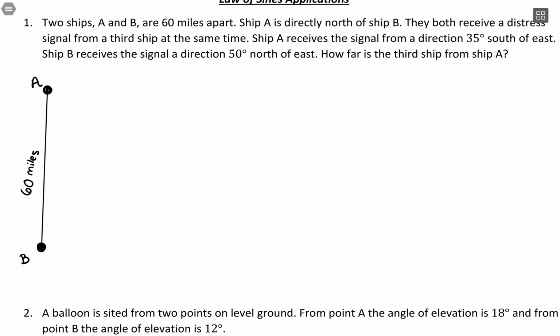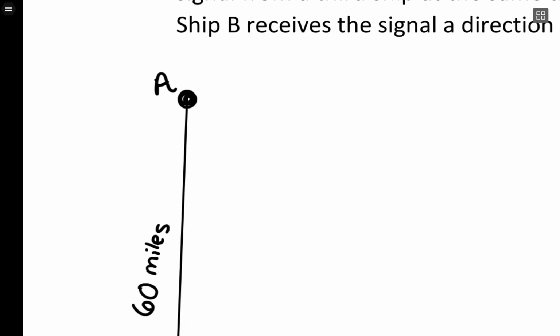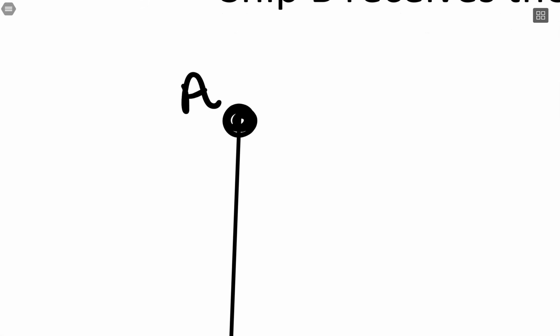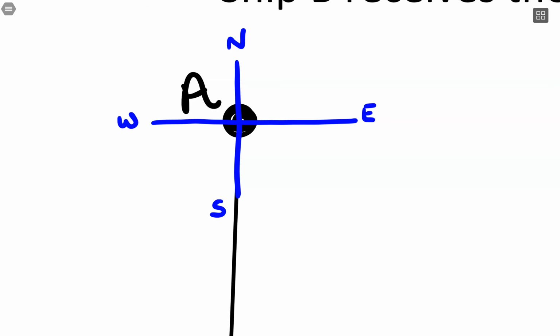They both receive a distress signal from a third ship at the same time. Ship A receives the signal from a direction 35 degrees south of east. So what that means is if I go to A and visualize my compass, here's north, east, south, west. And they just said the signal was 35 degrees south of east. So here's east, and we're going 35 degrees south of that. So it's kind of like a negative 35 degrees right there.